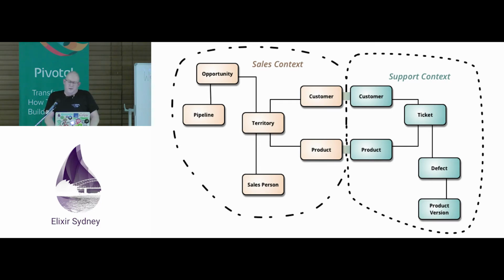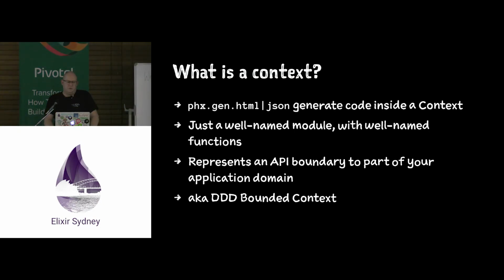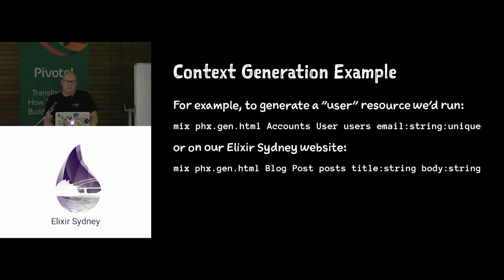And that's, I think, what context is aiming for, though I haven't seen it written explicitly. It's about describing a domain-bounded context. Different model names mean different things in different contexts. That's pretty much it. So all it is is just a well-named module with well-named functions, and it represents an API boundary to part of your application domain. That's pretty much it. So it shouldn't be too scary. I think you're probably not going to use it if you've got a small app, basically.